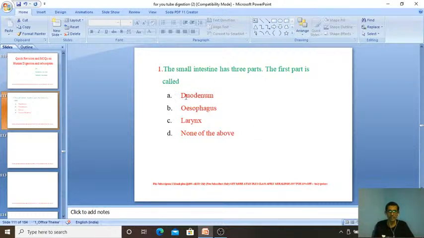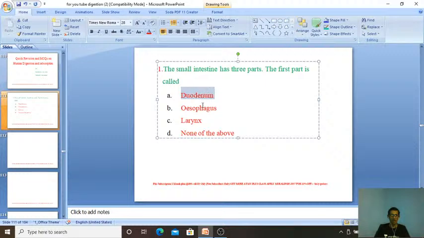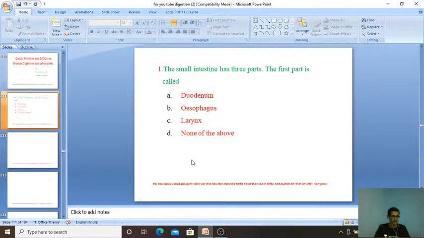Out of that, the first part is called what? If you take the answers: duodenum, esophagus, larynx, none of the above, isn't it? So the answer is duodenum. The first part of the small intestine is the duodenum. So the first slide, it is the duodenum portion, and let us move on to the next slide.